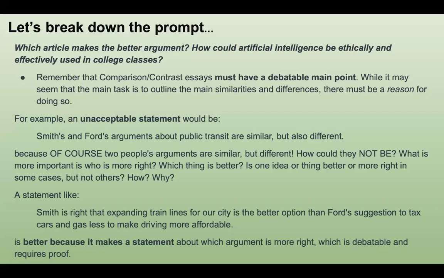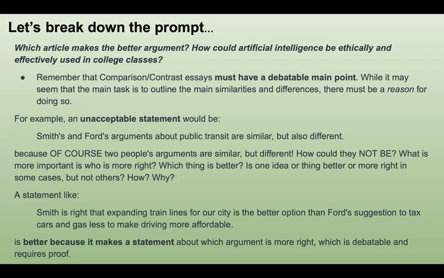And you need to remember that the compare and contrast essay must have a debatable main point, right? So in your case, the debatable main point is to state which article made the better argument, and your opinion on how artificial intelligence can be ethically and effectively used in college classes. What you don't want to do is make it so that it's just laying out the similarities and differences of those two articles. That's not the main point of this essay.